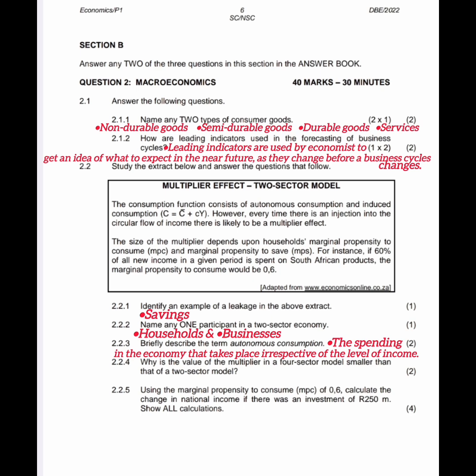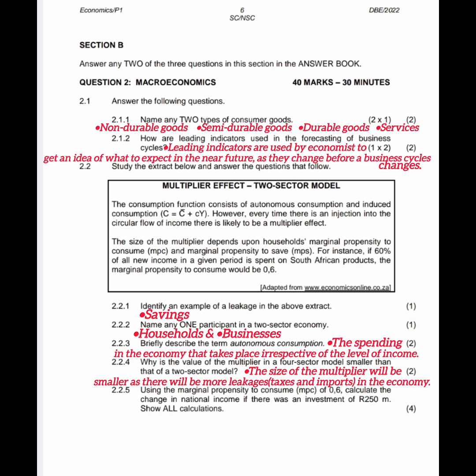So the multiplier in a 4-sector model is smaller than the one in the 2-sector model, because the size of the multiplier will be smaller as there will be more leakages. There will be more taxes and imports in the economy. So that's why the 4-sector model is less than the 2-sector model. So the 2-sector model does not consider the taxes and the imports, right? But the 4-sector model considers taxes and imports.